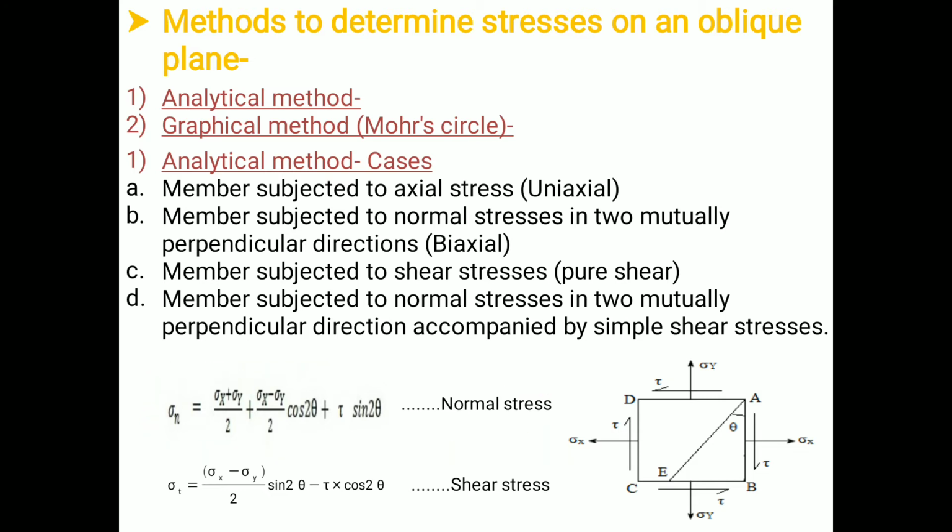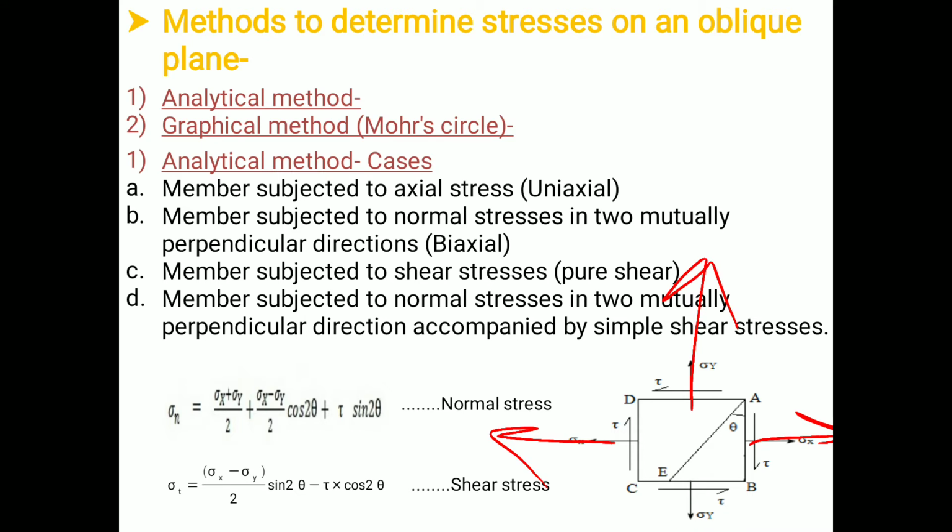In the same manner, we have determined the value of sigma t, that is, the shear stress on an oblique plane. It is given by sigma x minus sigma y by 2 sine of 2 theta minus tau into cos of 2 theta. This is the value for the shear stress. These two equations show that sigma x is included, sigma y is also included, and the value of tau acting over the member is also included in the equations of normal stress and shear stress on an oblique plane. So this is the equation for case number 4.